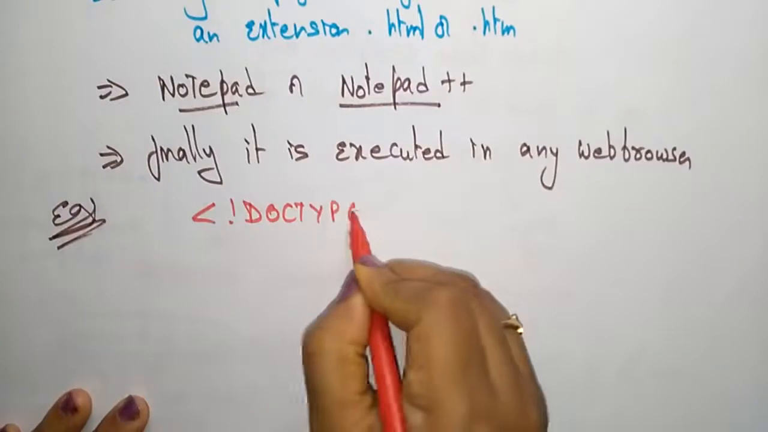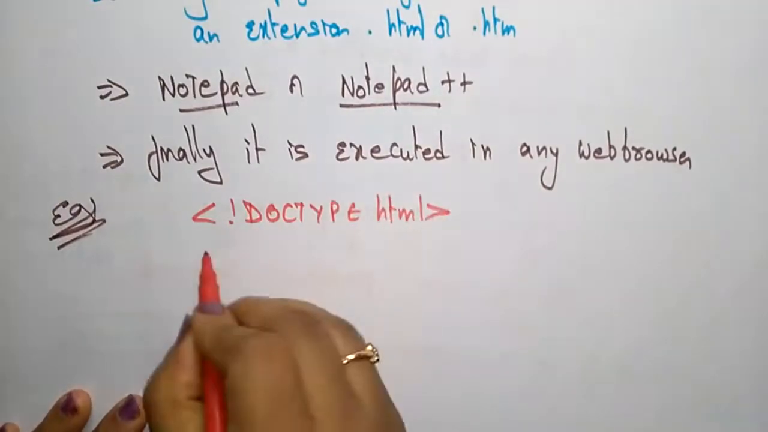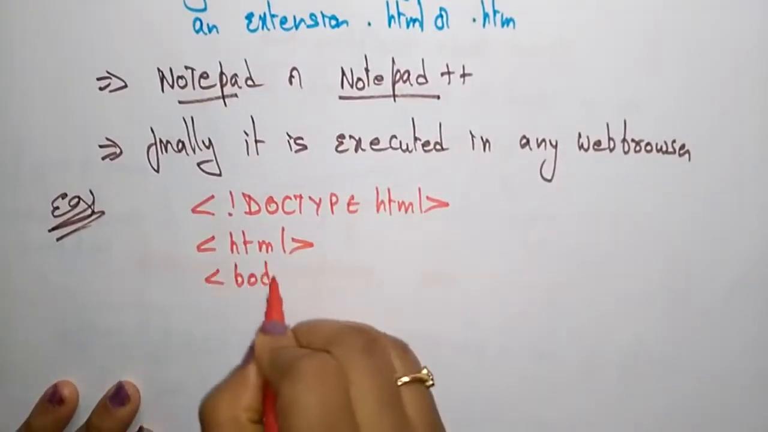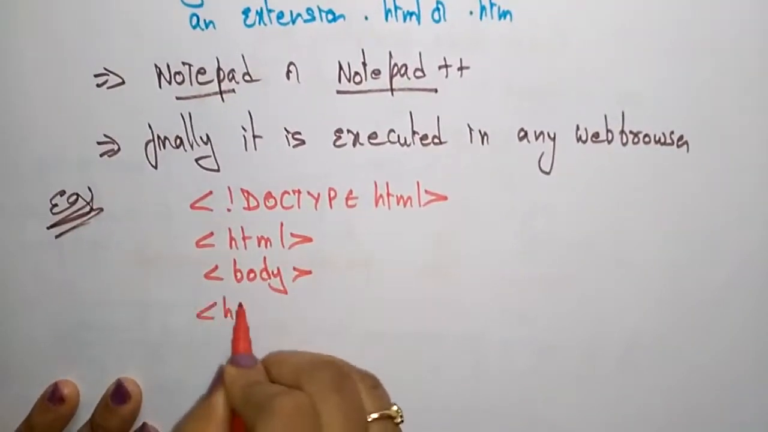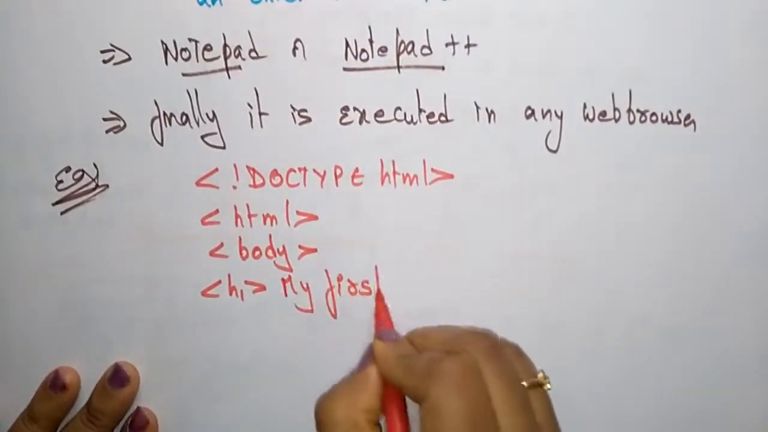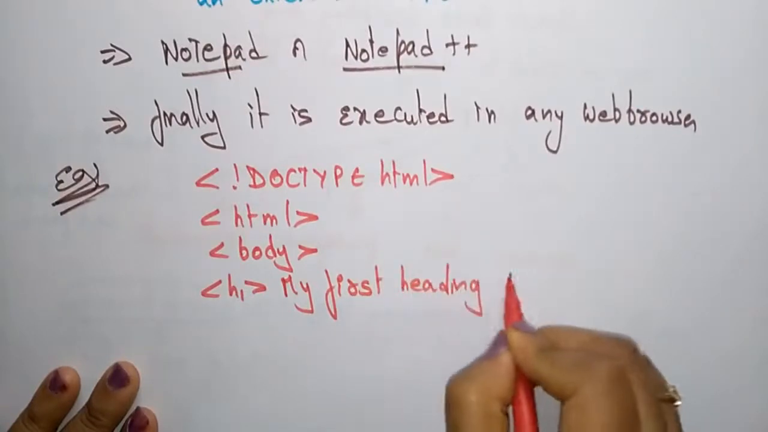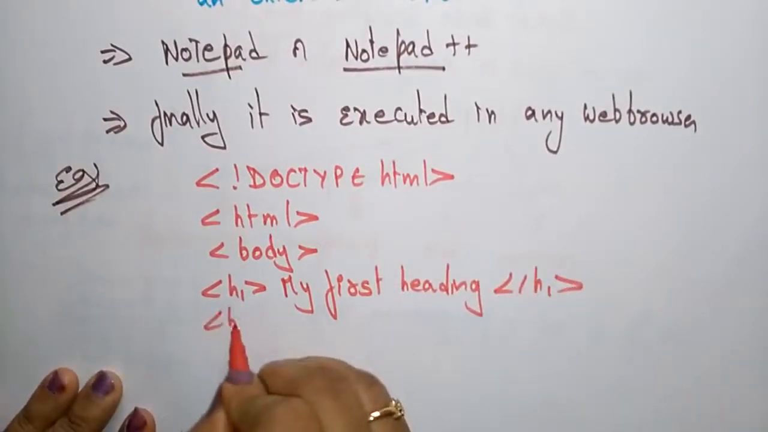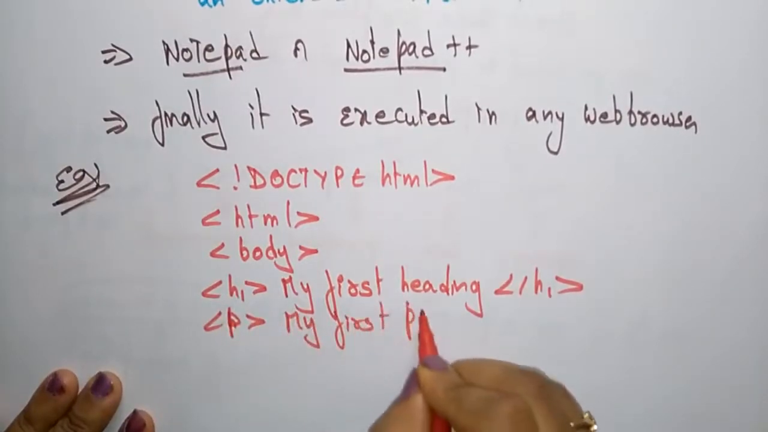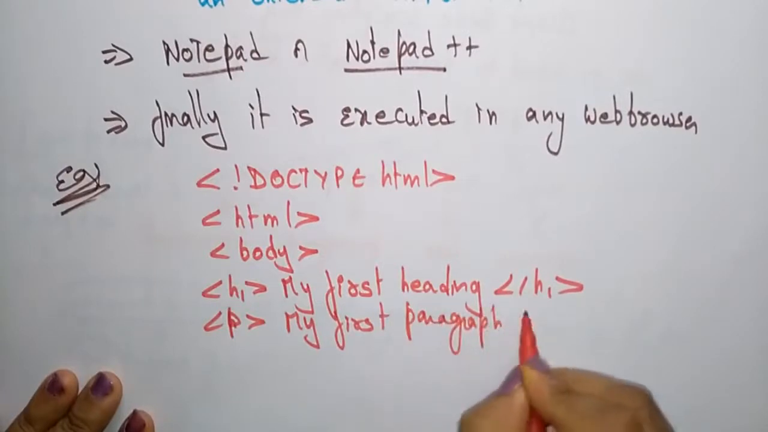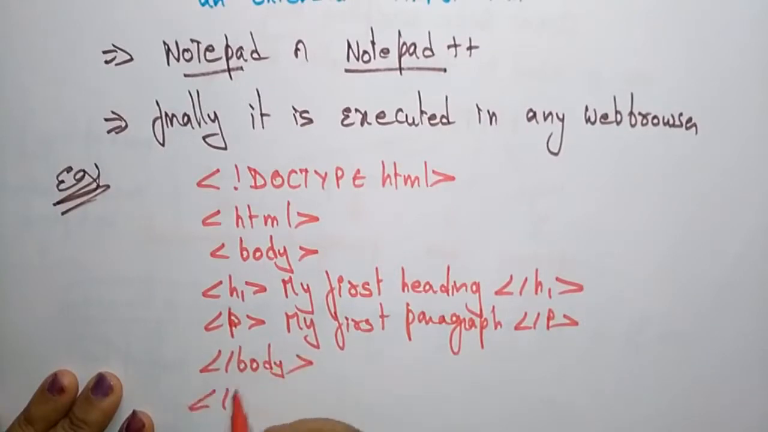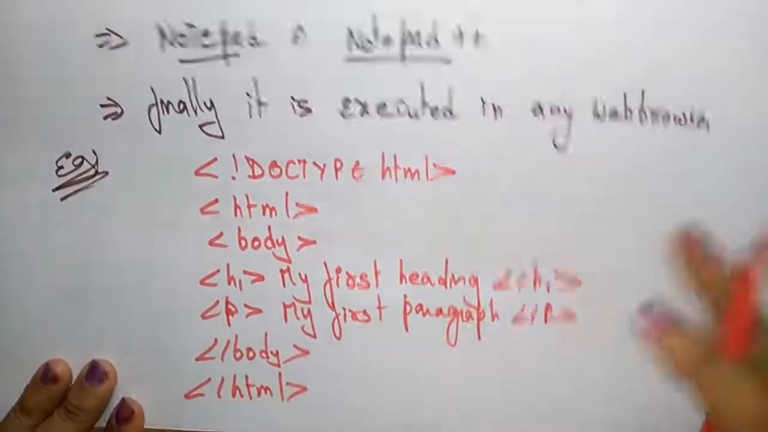Doctype HTML. First, let me write the program. After that, I'll explain what exactly these tags are. My first heading, and then this is one of the tags, paragraph, my first paragraph. Close the body, close HTML. So this is a markup language.